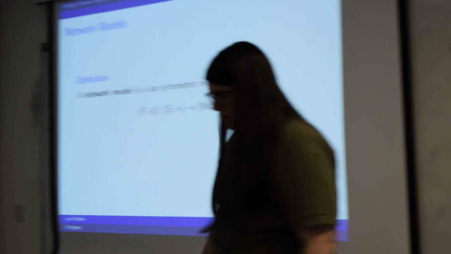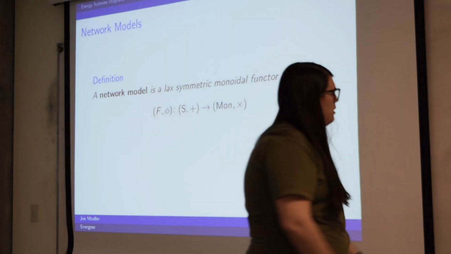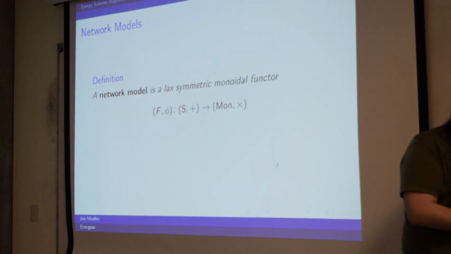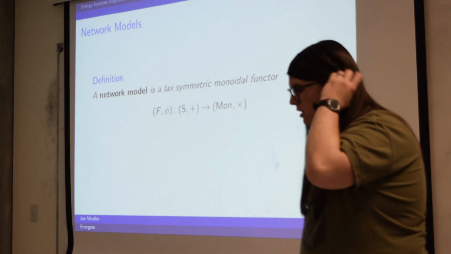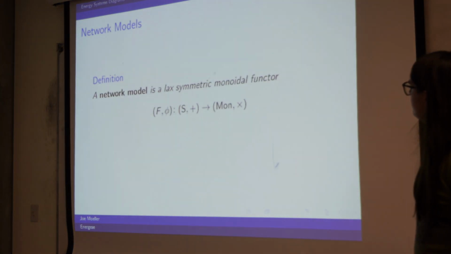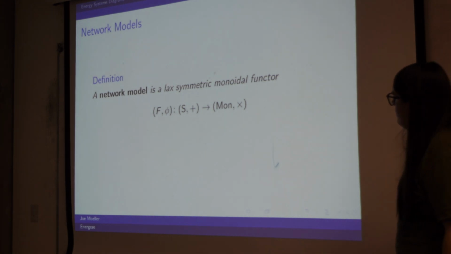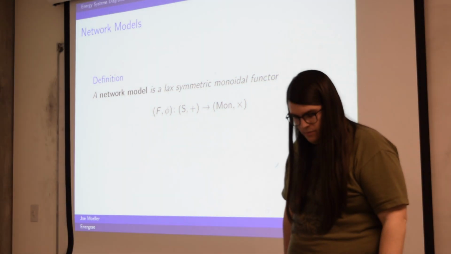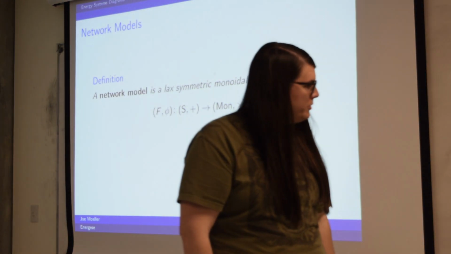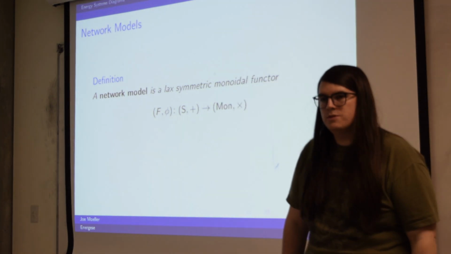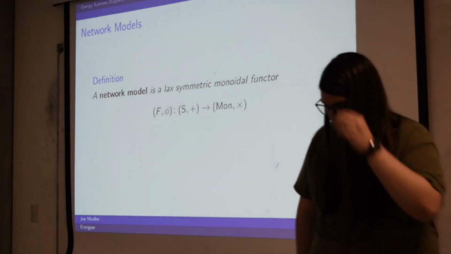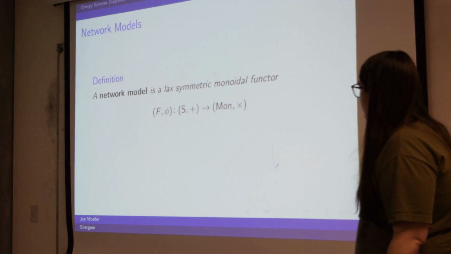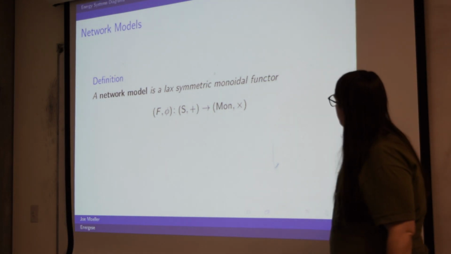So that was combinatorial species, and now I'll tell you about network models, which is a thing that I've been working on for a little while. And it's going to be extremely similar to combinatorial species, but I didn't know about combinatorial species when I made up this definition, so it's nice to know that it's connected to something that other people have thought about.